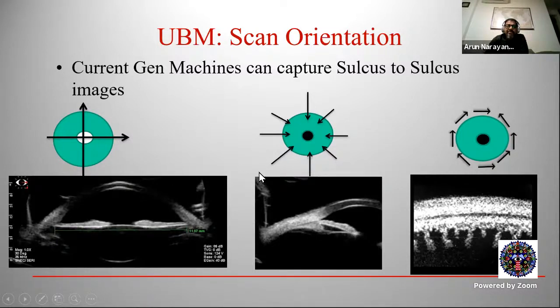Then you do the paraaxial across the limbus to get each quadrant, and you focus on each quadrant. The transverse scan is done parallel to the limbus, and this is the orientation of the ciliary process you get when you do the transverse scan.